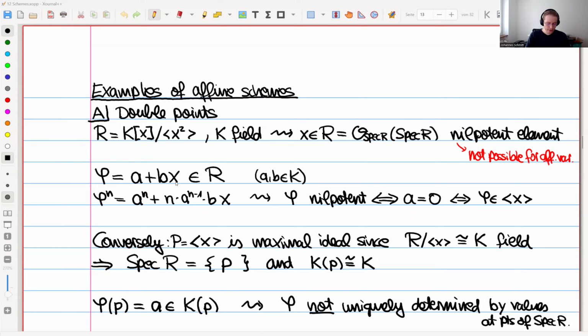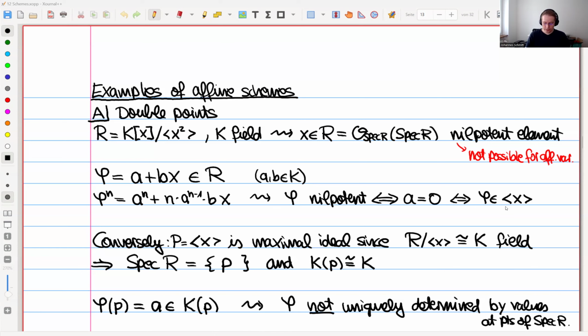But if a is 0, then you see just a multiple of x. So in other words, this is equivalent to saying phi is in the ideal generated by x. So we see the nilradical, the set of all nilpotent elements, is just the ideal generated by x. And this is already helpful because we know any prime ideal must contain all the nilpotent elements. That's a very basic property of prime ideals.